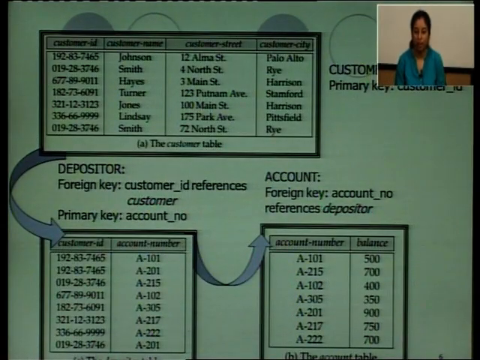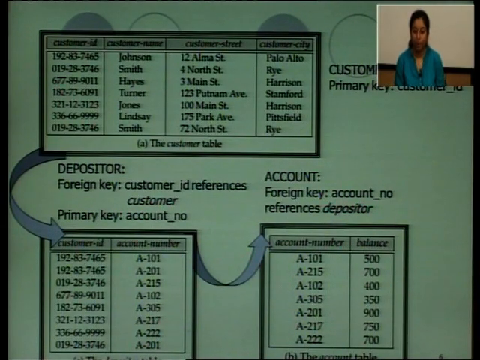This is a table. The first table is customer, the second is depositor and the third is account. You can see here the customer ID, customer name, customer street and customer city of the first table are the basic attributes, represented with columns, and these are some important entries under this table. Customer ID and account number are the important attributes of the depositor table, and account number and balance are the attributes of the account table.